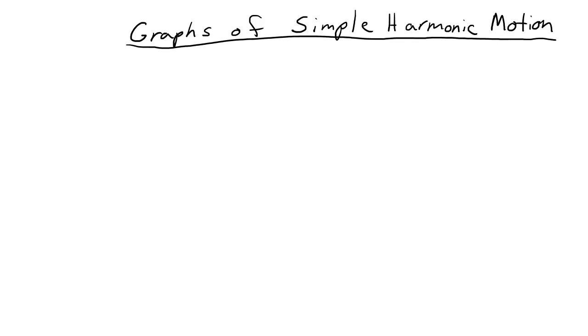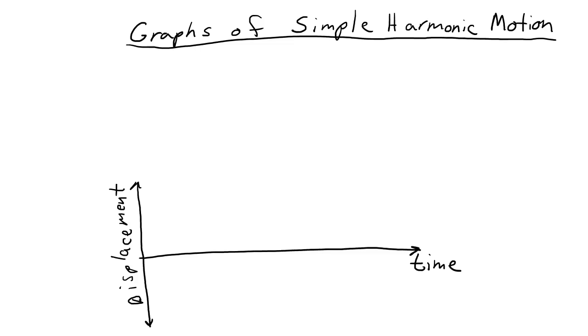This video is going to be about graphs of simple harmonic motion. We're going to start out by talking about a displacement time graph. We're going to have time on our x-axis and displacement on our y-axis. And we're going to use a pendulum as an example.